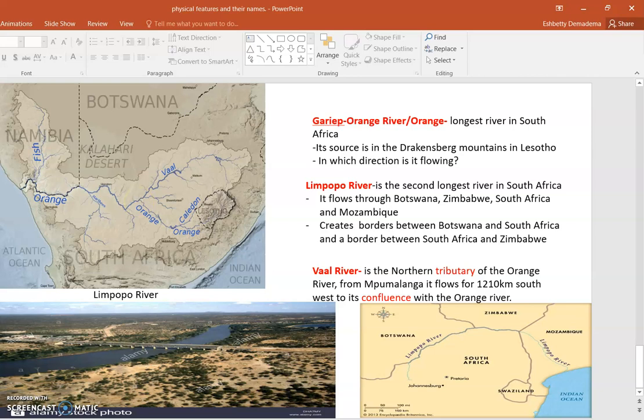All right, so that is our activity for today. There is no homework. I just wanted you to be able to identify these features on a map and be in a position to understand the geographical terms that we use when we describe physical features and everything else that goes with it.